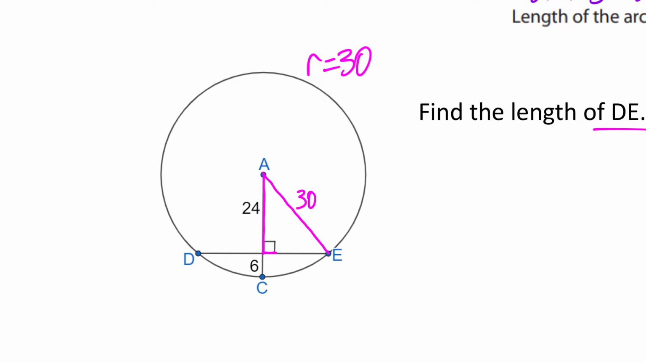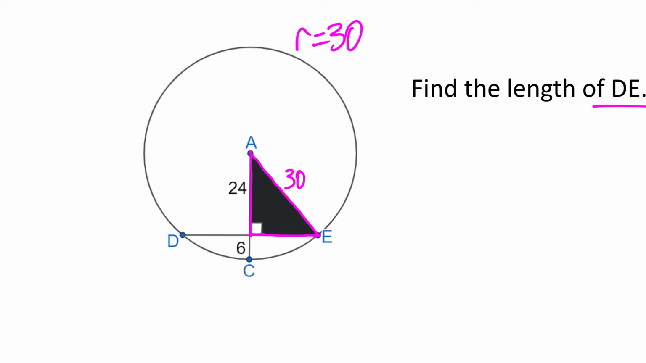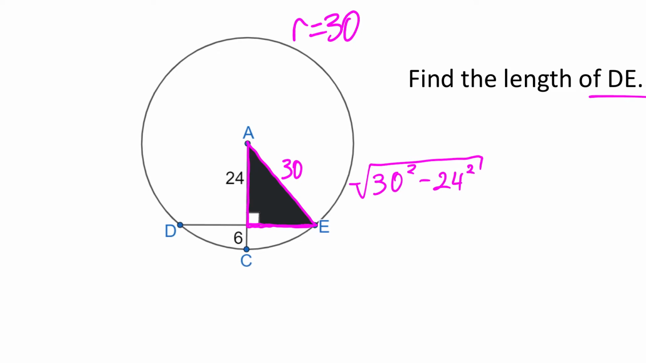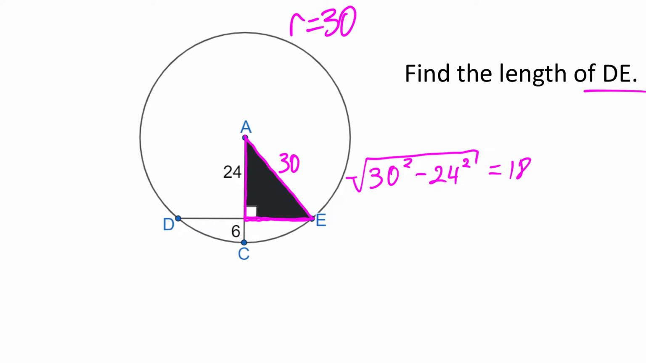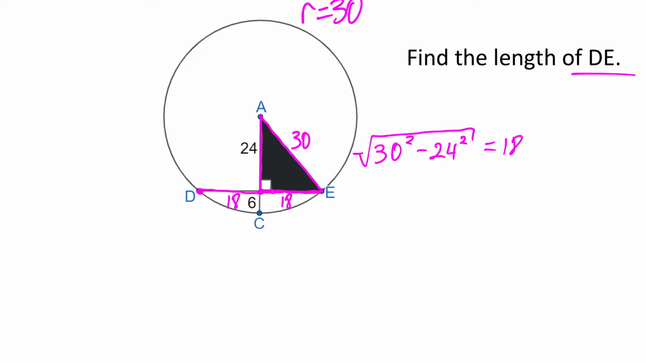All right, and so what we did here is we created this right triangle. So we're going to use what to find the length of this side down here? Good. Pythagorean theorem. So I'm going to go 30 squared minus 24 squared, square rooted. And that gives you 18. So that's just from here to here, and the way this works, that's going to be 18 from here to here. So I'm going to add 18 and 18 to get a total of 36 units.